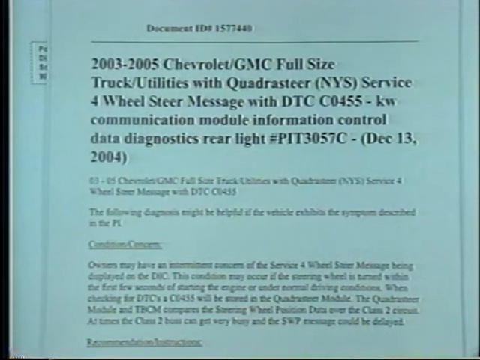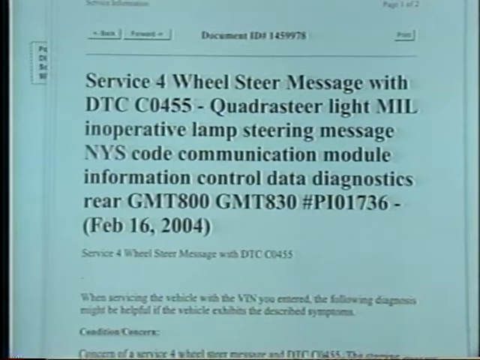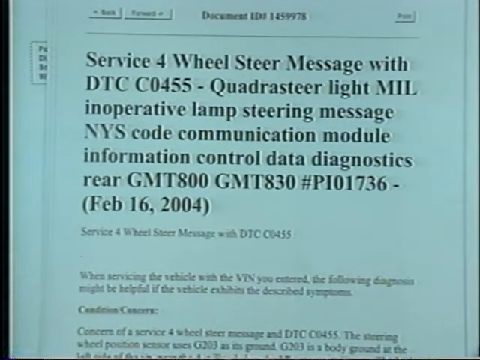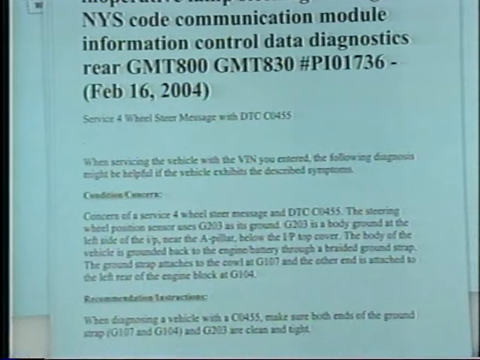And one final one here. Let's take a look at the last one. Another PI, PI 01736. And here again, if you encounter the C0455 trouble code, you may want to look this up, okay? It has to do with grounds. There's a few grounds that could be at fault causing the 455: G203, D107, and D104. Three grounds that could be causing the issues there, okay, of that 455 code.